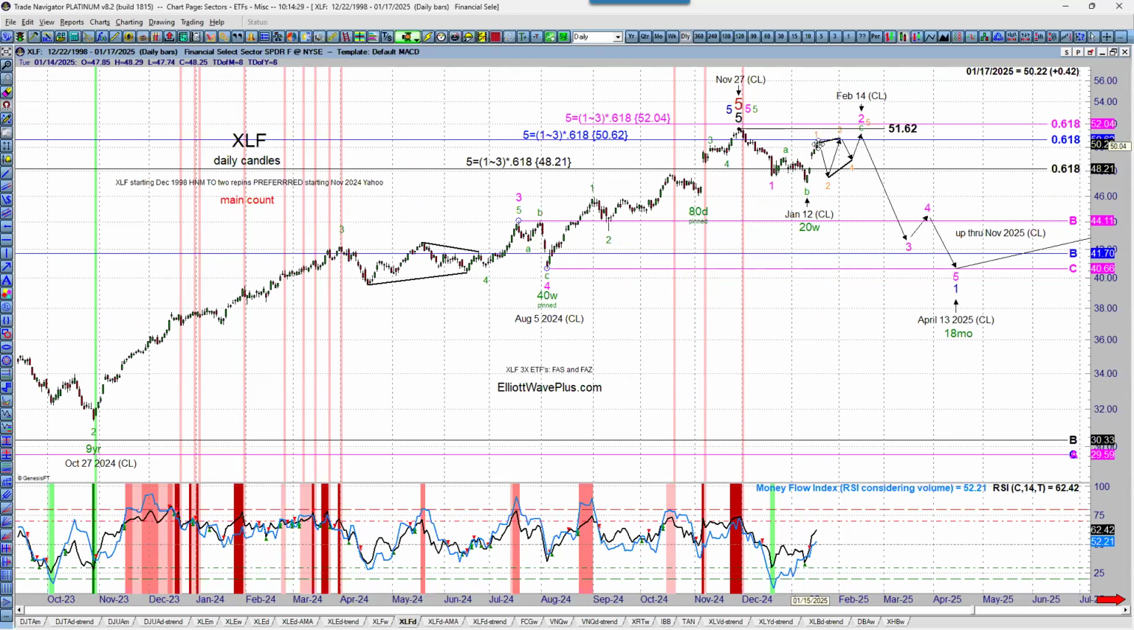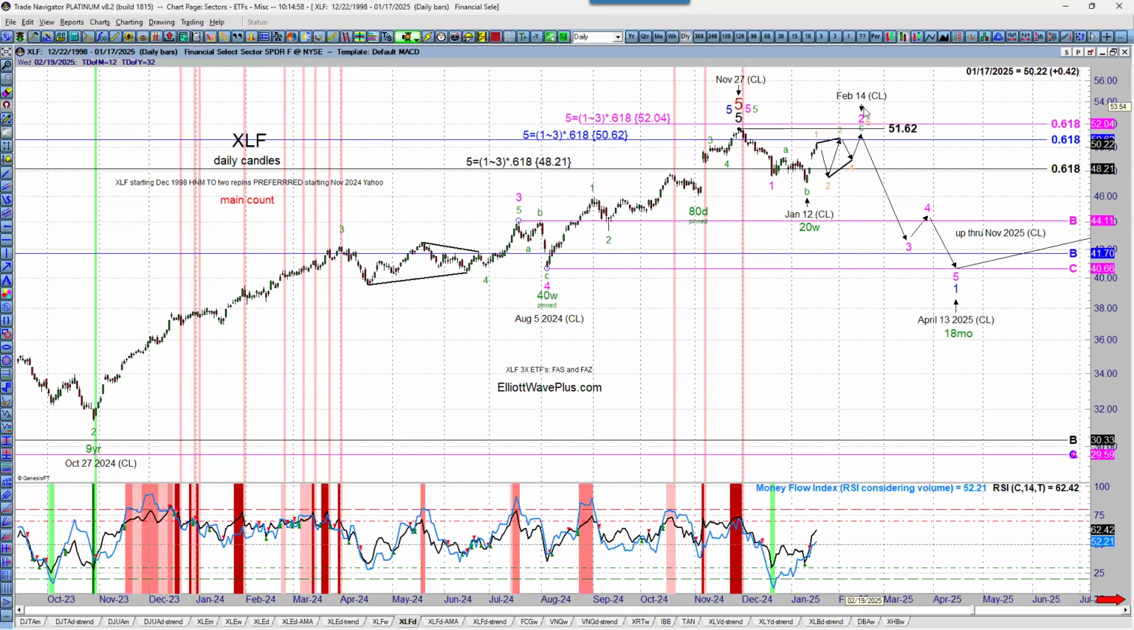So huge bounce on XLF. And just like everything else, a mid-January 20-week cycle trough is due, and then looking at a move up through mid-February, just like everything else. And the initial blast up at that low, and this is on earnings.